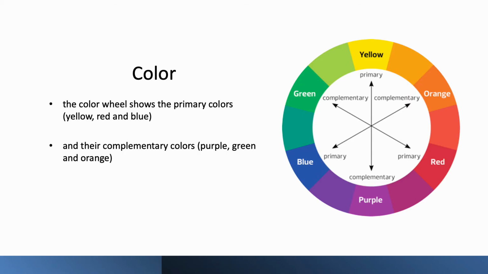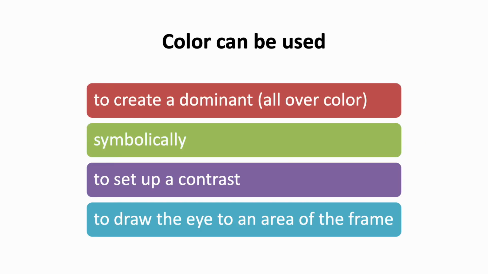To understand color, it's important to have a basic understanding of the color wheel. The color wheel shows the primary colors, yellow, blue, and red, and their complementary colors, purple, green, and orange. Color can be used to create a dominant or all-over color. Color can be used symbolically. Color can be used to set up a contrast. And color can be used to draw the eye to an area of the frame.